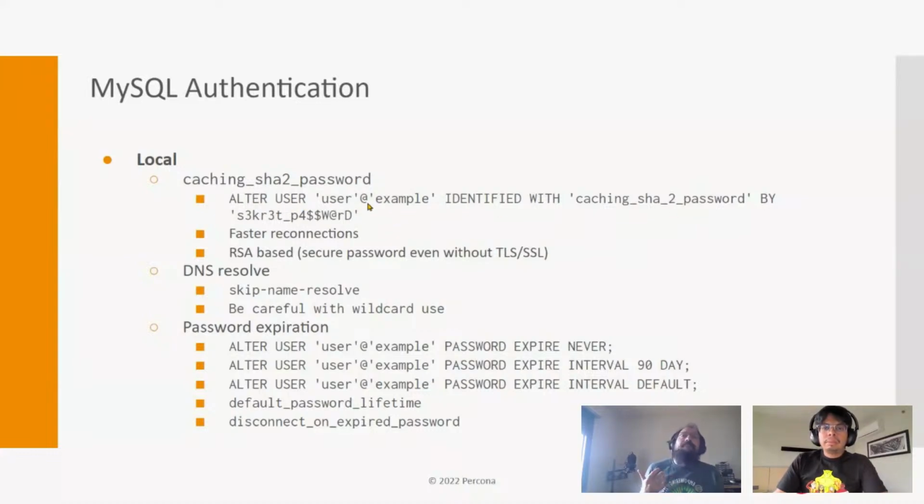Also, caching_sha2_password is RSA based. So even if you don't use secure connections, even if you don't use SSL or TLS to encrypt your connections, the password itself will still be encrypted. So it's an additional layer of security.